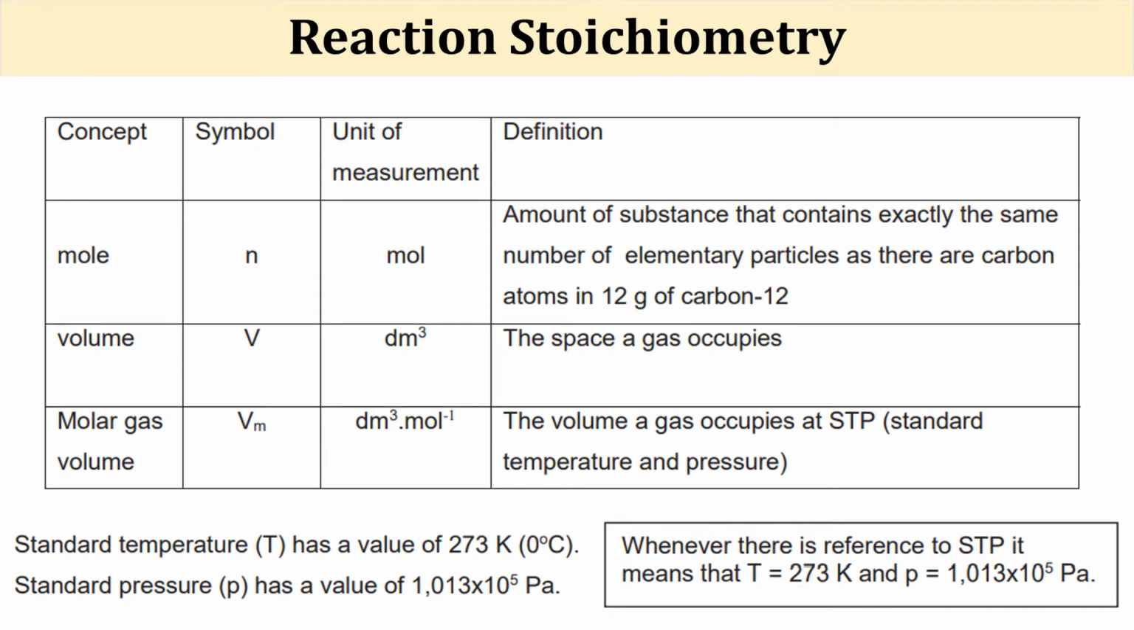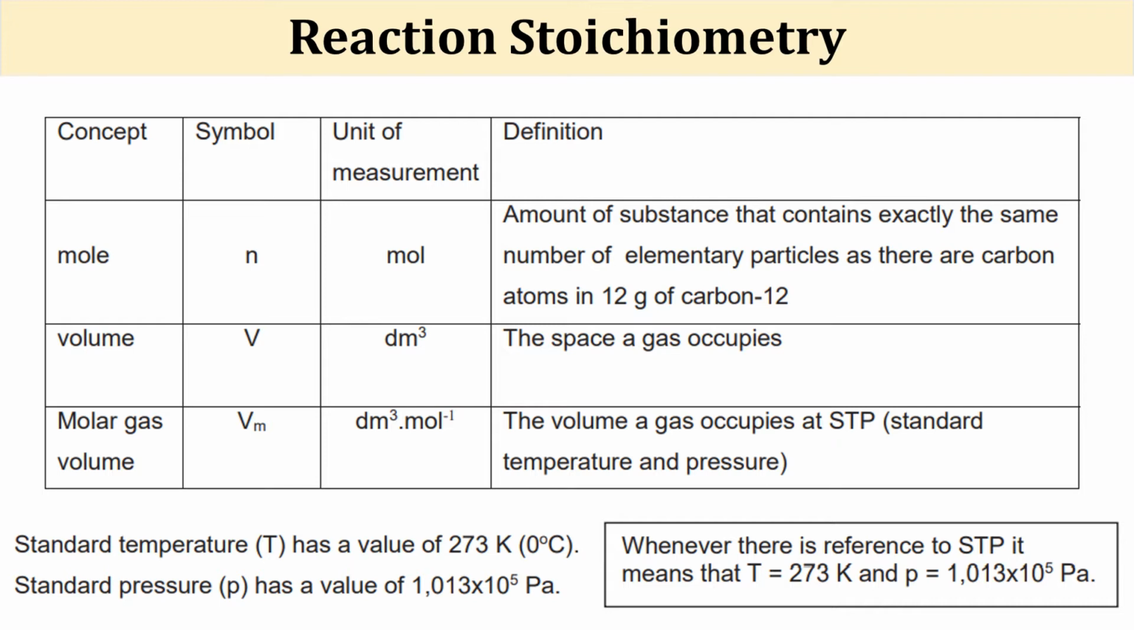Next is volume. Volume is measured in dm cubed. It is the space a gas occupies and the symbol for volume is capital V. Molar gas volume is V with a small m. It is measured in dm cubed per mole.